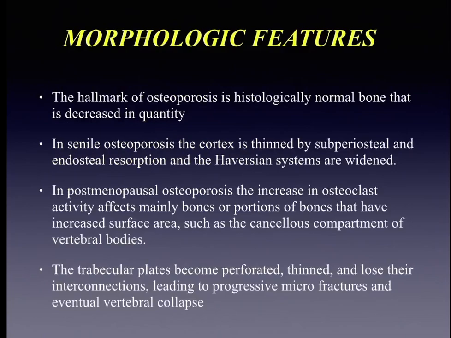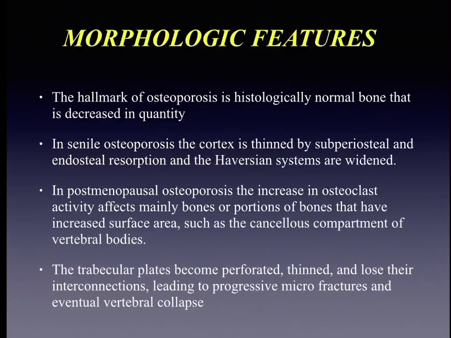So when it comes to the morphologic features in case of osteoporosis, there is histologically normal bone, but it is decreased in quantity. So in senile osteoporosis, the cortex as such is thinned out, and it results in subperiosteal and endosteal resorption, and as a result of this, Haversian systems are widened.